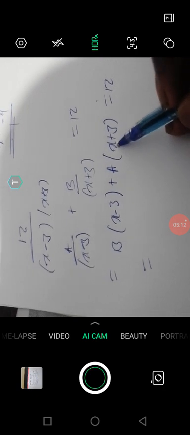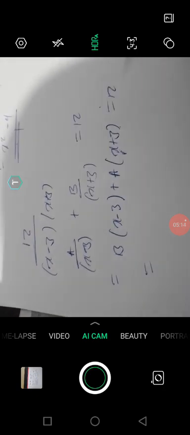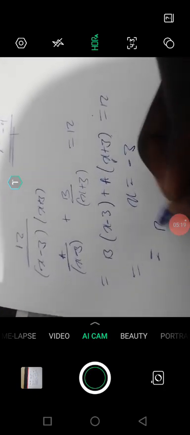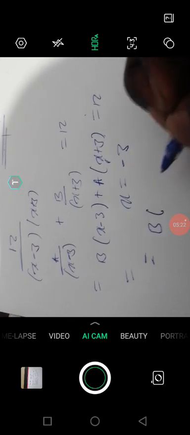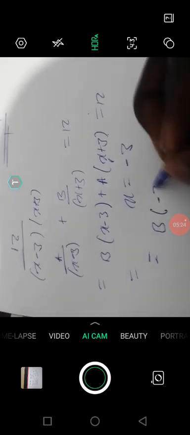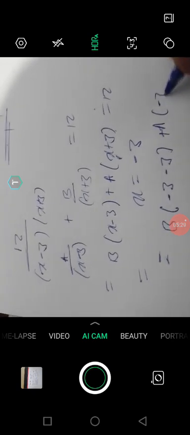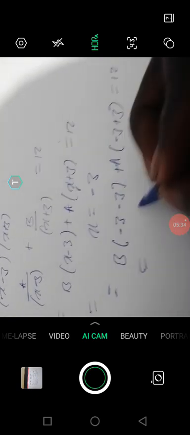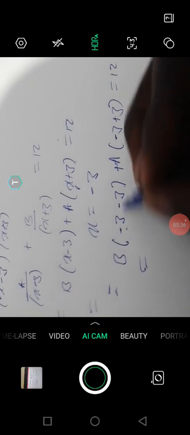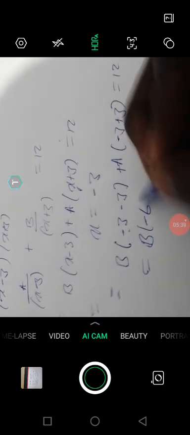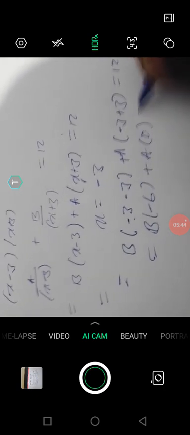In this case, what number can we use so that if we replace x and add 3, it gives us 0? So I'm going to say x is equal to negative 3 only. So then I see B, whatever is x, I'm going to put negative 3. So I put negative 3 minus 3 plus A, whatever is x, I put negative 3 plus 3 is equal to 12. So then I say, what is negative 3 minus 3? That is negative 6 plus A. What is negative 3 plus 3? That is 0 is equal to 12.